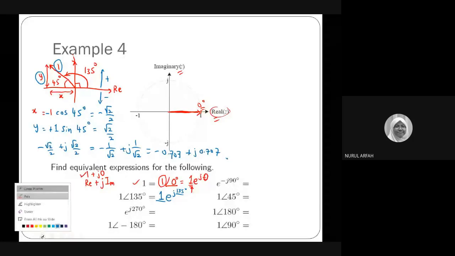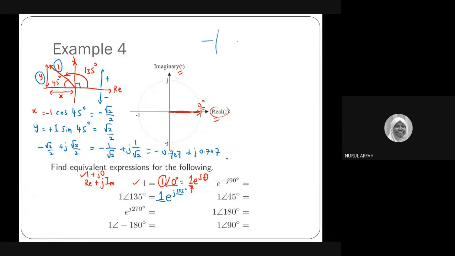This part, e^(J270 degree). If the magnitude is 1, what is the amplitude? Okay, so you can draw on this plane because this is 90, 180, and 270. So it is going down here, right? This is the J plane or imaginary plane, and this is the real axis. Do we have any real axis here? This is 1 in front, right? So we can write this is 1.